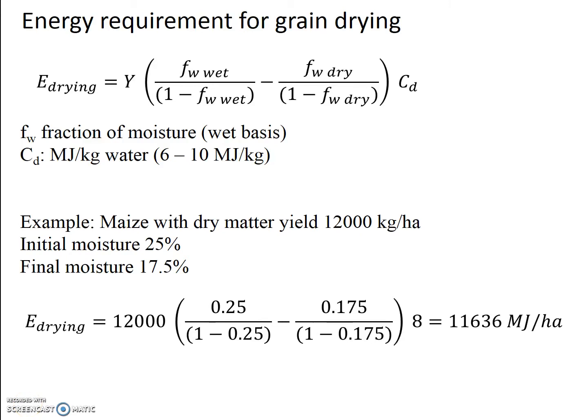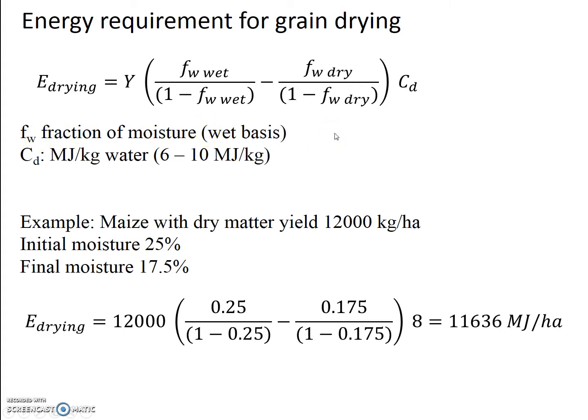In some cases, the requirement for grain drying might be an important component in the total energy requirements of agriculture. The equation that we would need to use for calculating this requirement would be this one, where Y is yield and CD is the amount of energy required for removing 1 kilogram of water. This coefficient is between 6 and 10 megajoules per kilogram of water that we need to remove. In the equation, Fw is the fraction of moisture on a wet basis.